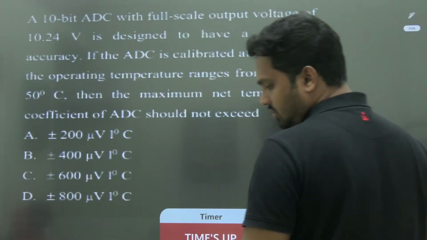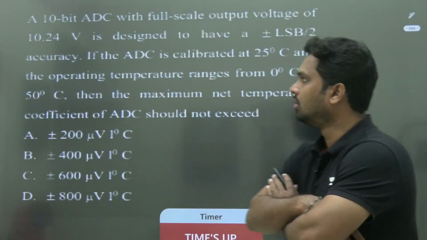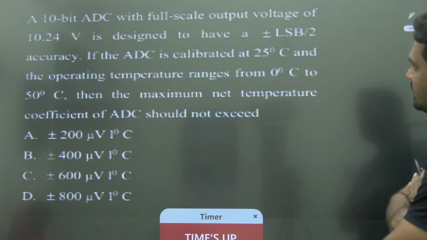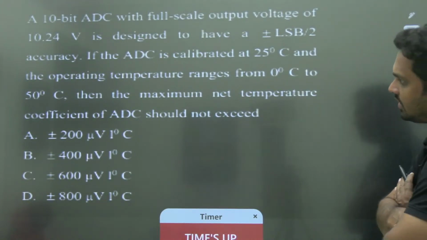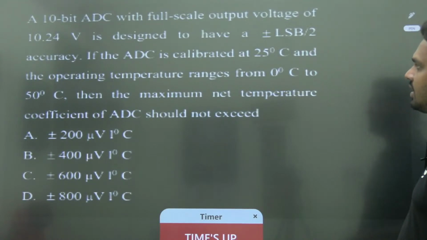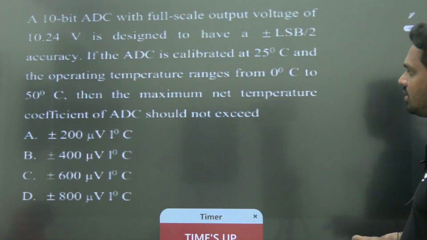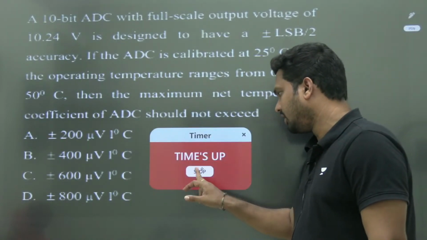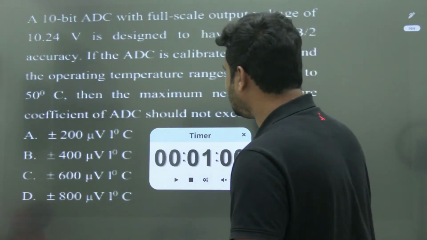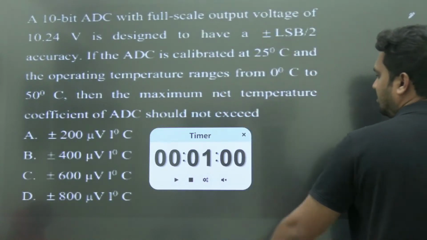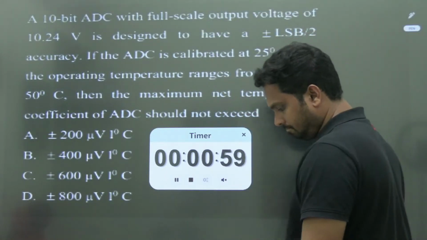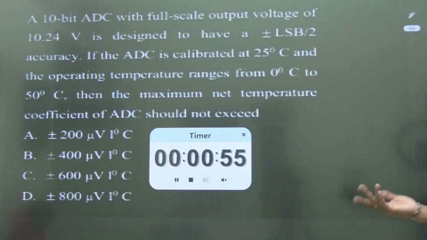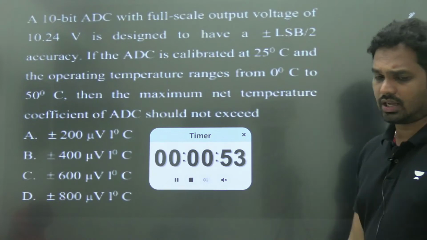So try this question. You have a 10-bit ADC with a full-scale output voltage of 10.24 V, designed to have plus or minus half LSB accuracy. If the ADC is calibrated at 25 degrees and operated at a temperature of 0 to 50 degrees, find the maximum temperature coefficient of the ADC. It is based on what we call ADC specifications. Okay, please try. Tomorrow we discuss ADC, but the specifications are more or less similar. You can answer this question.